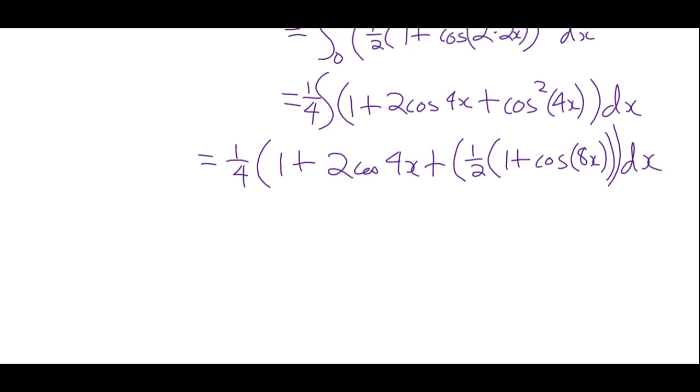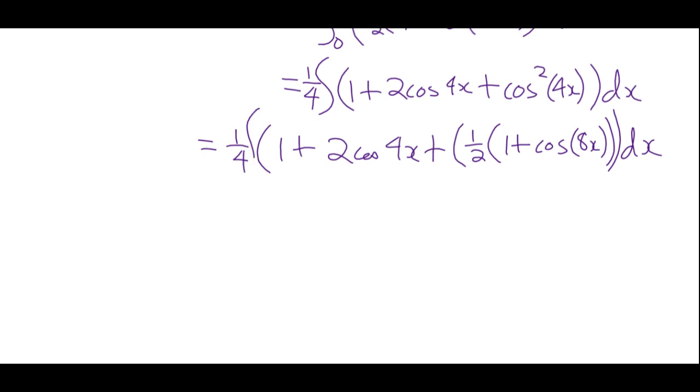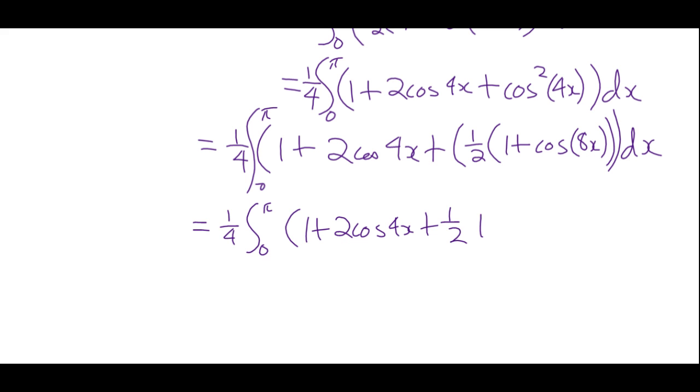Okay. Oh wait, and there's an integral in there, and it's definitely from 0 to pi. All right, so what have we got? Well, let's take our time. That's too many brackets there. So we've got 1 plus 1/2, which will be 3/2.